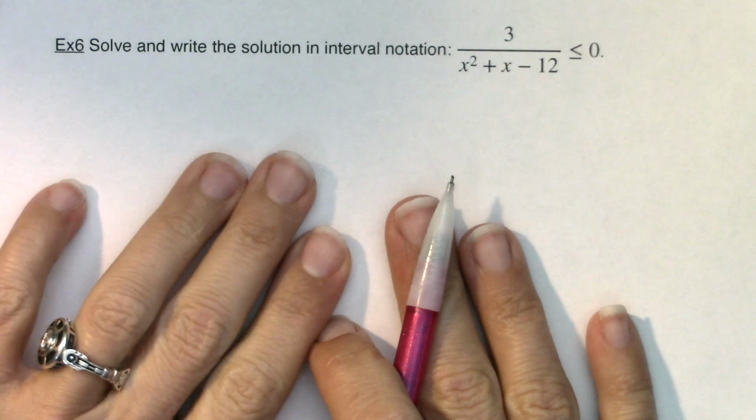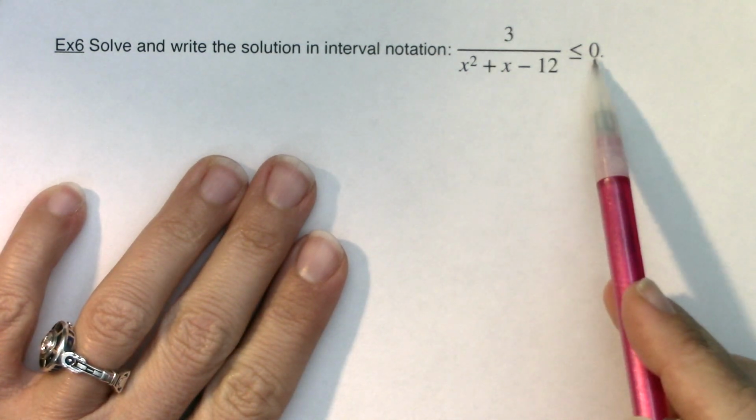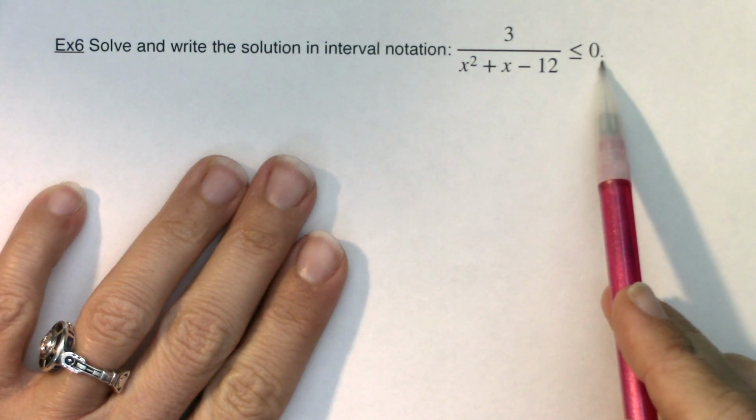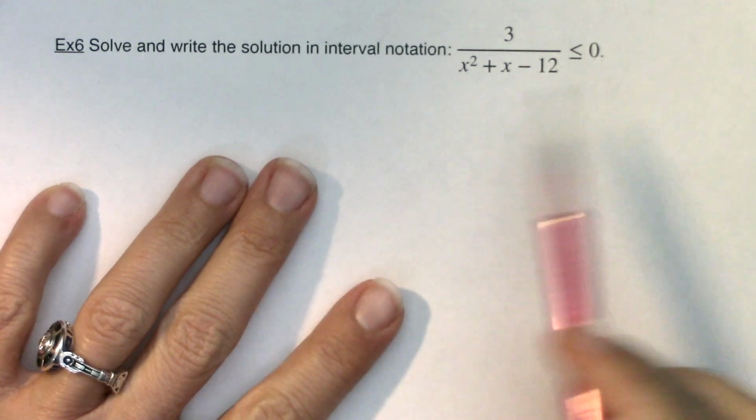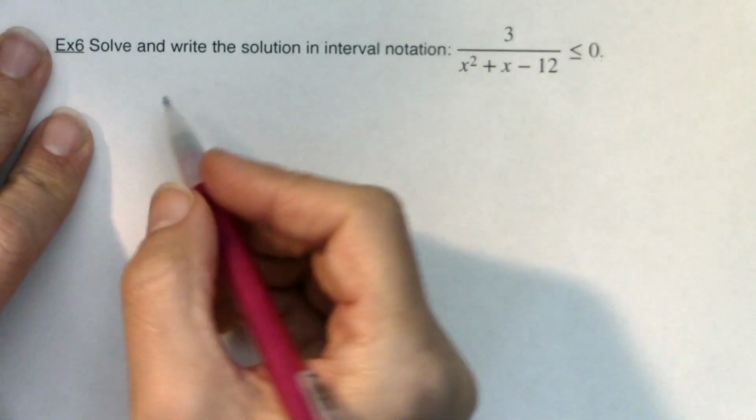Folks, let's go ahead and take a look at example 6. So again, I have a rational inequality on the upside. I already have a 0 on this side of that inequality, so I don't have to subtract anything. I can go ahead and just start factoring out this denominator.